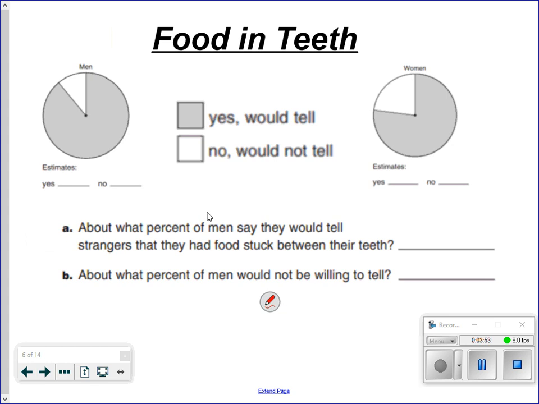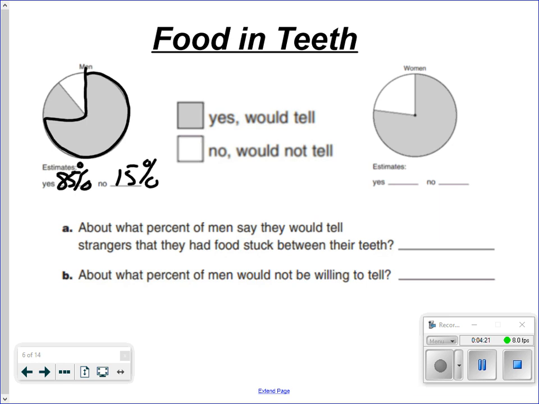Food in the teeth. Looking at this circle graph, it looks like most of the time men would say yes. If I'm looking at this right here, this mark right here would be 75%, and it's past 75%. This is 100 all the way for a full circle. I would say about 85% would say yes. At least 15% saying no.